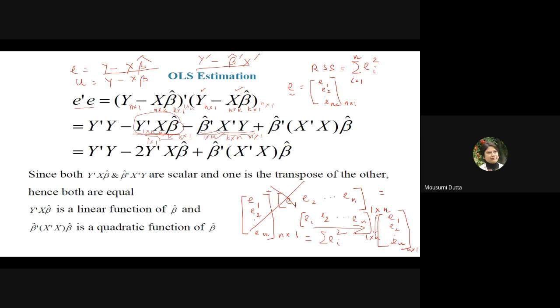Once we understand what we get from the second and third terms when we take the derivative, following the rule of first order condition, we will set the value equal to 0 and we will get the value of beta hat OLS.